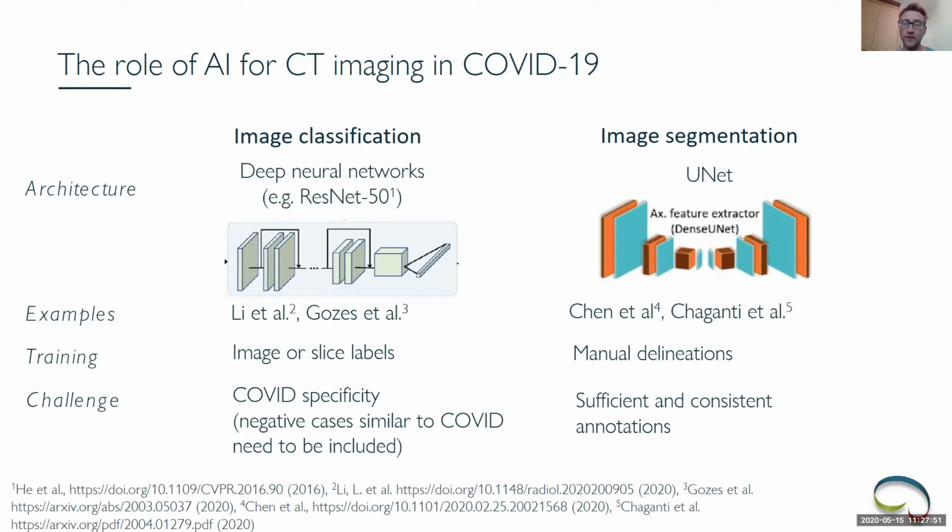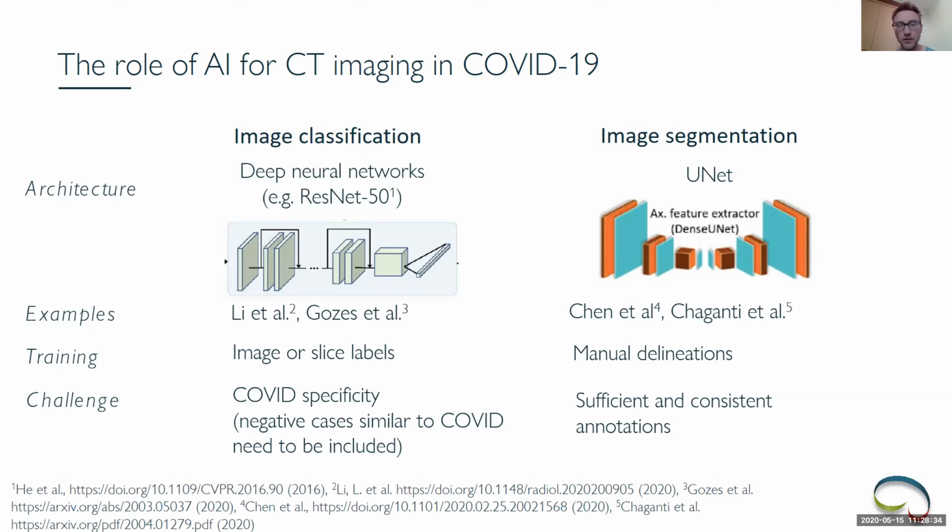For example, the ResNet-50 is a network that has been already applied in the COVID scenario, where 50 layers are used, whereas for image segmentation, mostly UNets are used. The training is also different. In image classification, there is a label on the image or on the slice, because an image consists of multiple slices, multiple two-dimensional images forming a three-dimensional image. One could label either the whole image or the slice, whereas for the image segmentation problem, it is important to delineate the structures that you want the AI algorithm to segment.